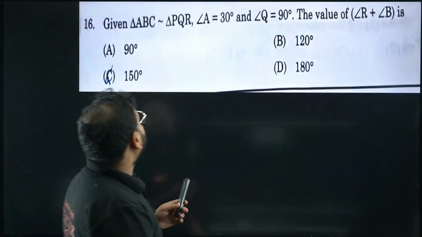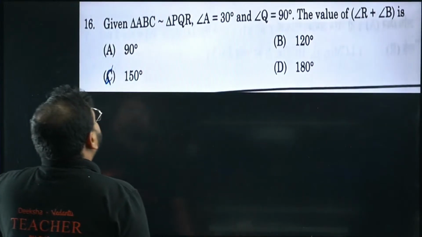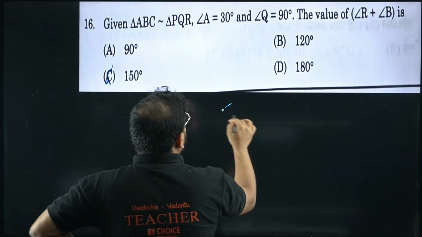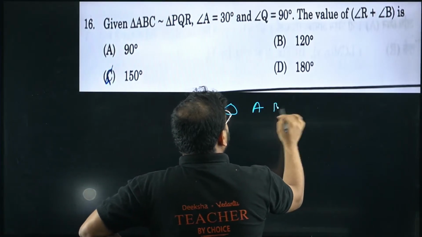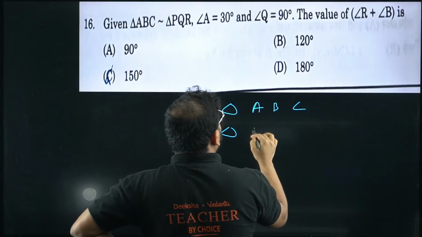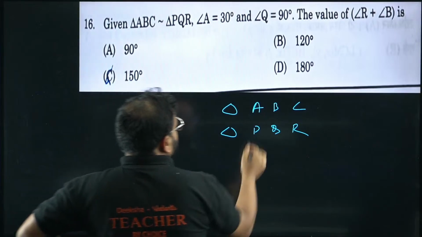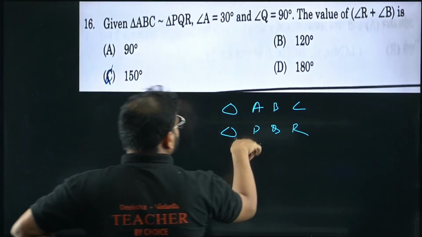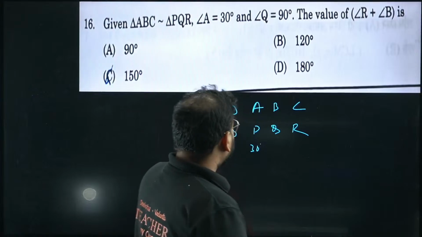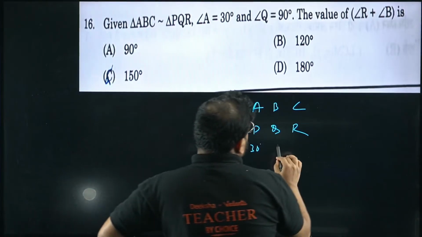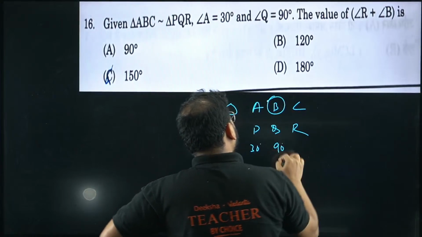Moving on now. Given angle A and angle P are 30, angle Q is 90. Okay. So I have triangle ABC and triangle PQR similar, right? So A is 30, means this will be 30 only. Similar triangle means corresponding angles are equal. So A is 30 means P is also 30. Next I get Q is 90, so B will also be 90 only.